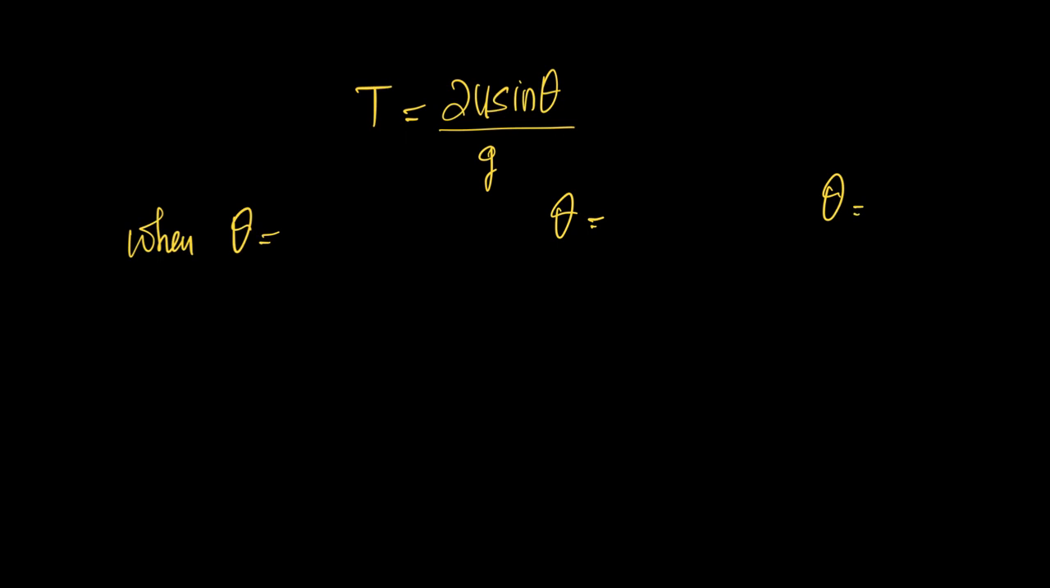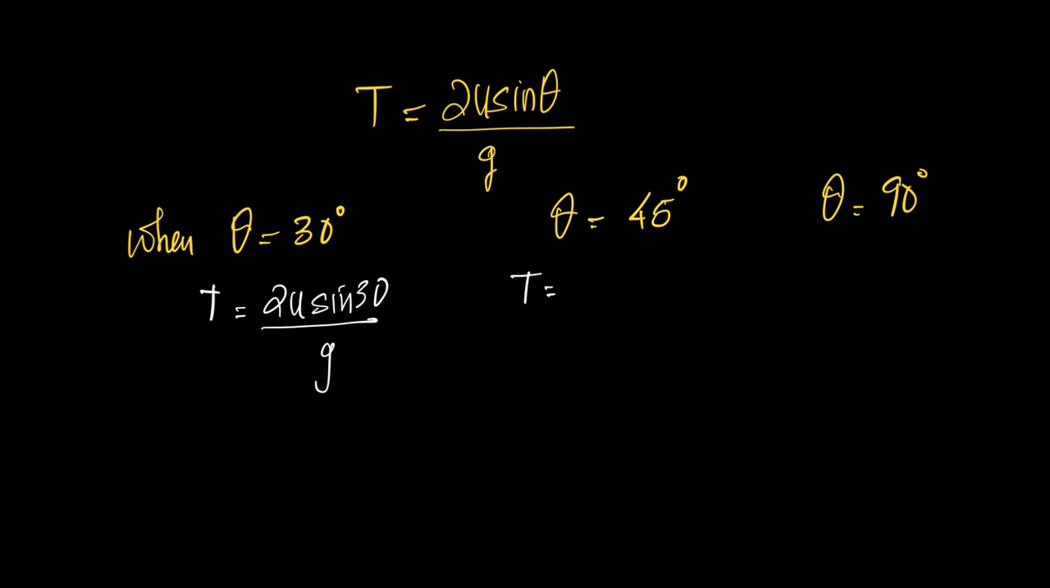So let us say when theta is equal to 30 degree, theta is equal to 45 degree, and theta is equal to 90 degree. So when theta is equal to 30 degree, what is T equal to? 2u into sine 30 by g. T is equal to 2u into sine 45 by g. T is equal to 2u into sine 90 by g.